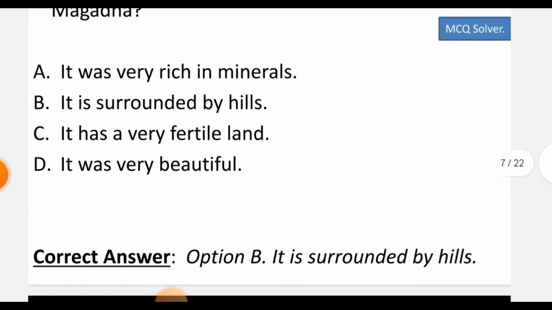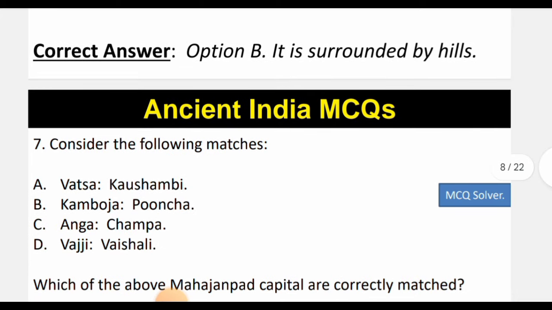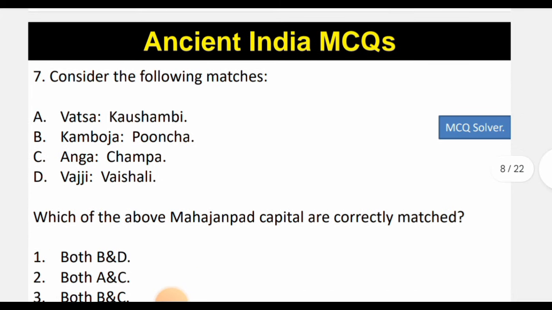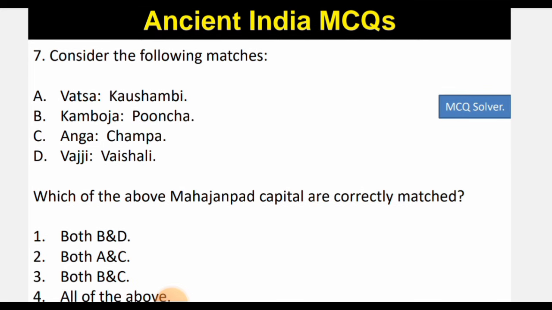So B is the correct option, that is, it is surrounded by hills. Now let's move to question number 7. Consider the following matches. So here the Janpad name is given and the capital is given. First we look into the matches.